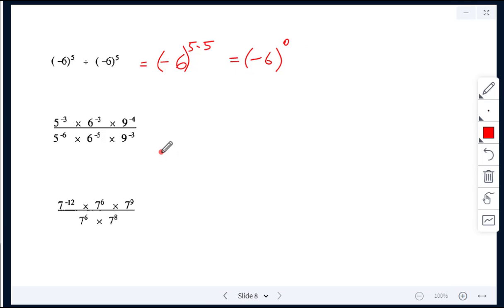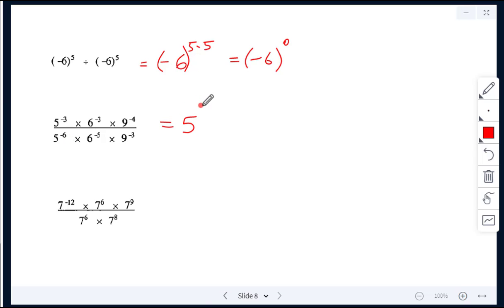All right, so next we have this question where our numerator, our bases are 5, 6, and 9, so we can't do anything to the numerator. We can't simplify the numerator. And then our denominator is also 5, 6, 9, so we can't simplify the denominator. So we can go ahead and just use the quotient law now and figure out each exponent by the quotient law. So we're going to subtract.